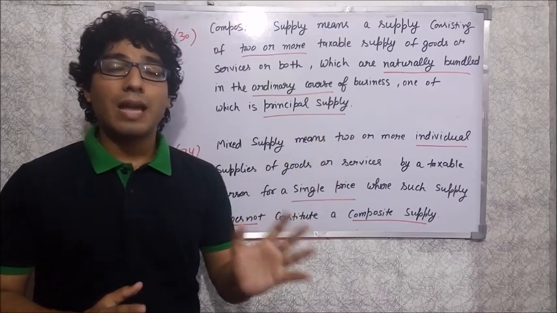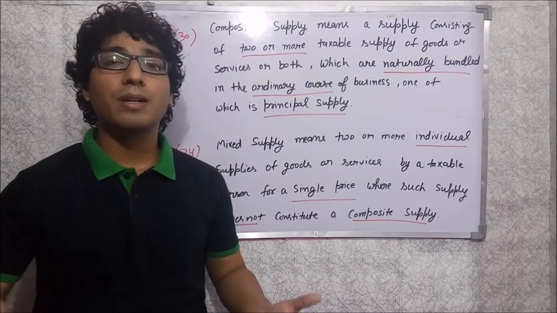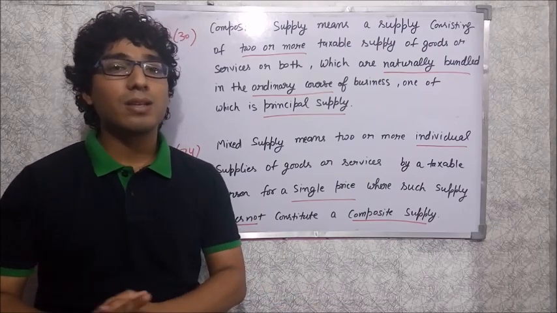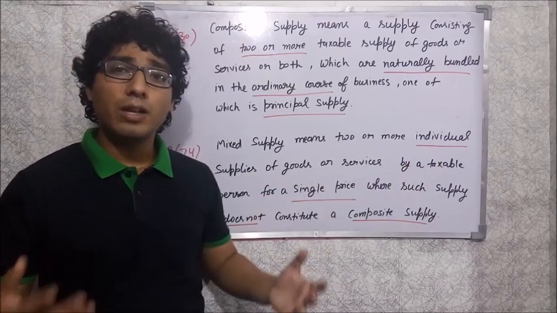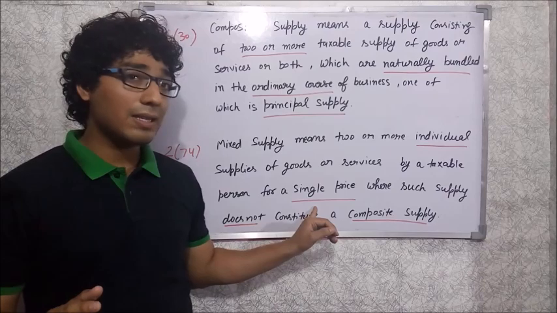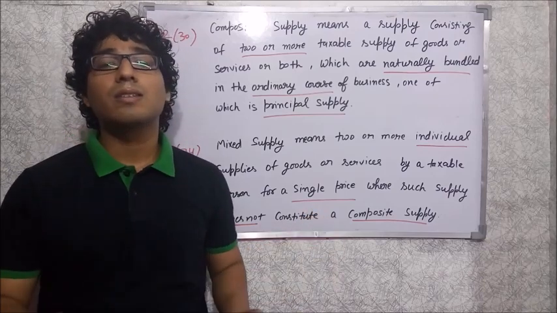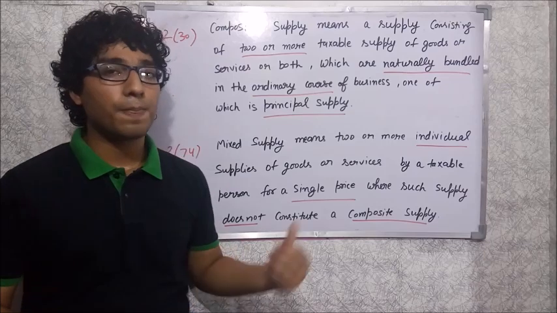So a package of four items which are not naturally bundled will be a mixed supply, because there are two or more individual supplies of goods, it is for one single price, and it does not constitute a composite supply. So that will be an example of mixed supply.